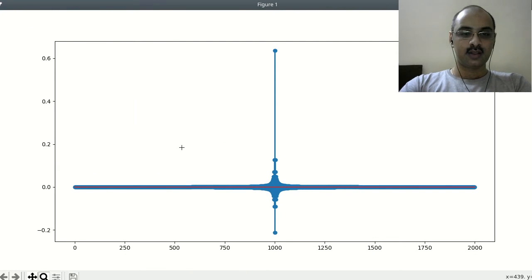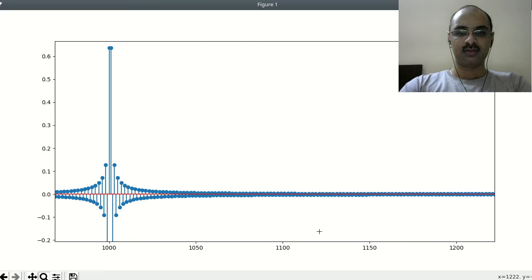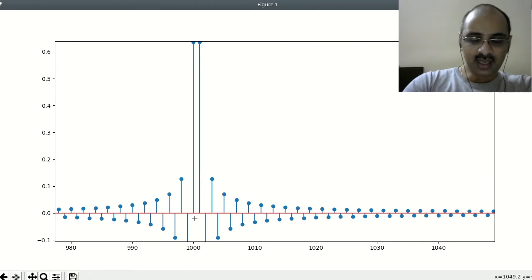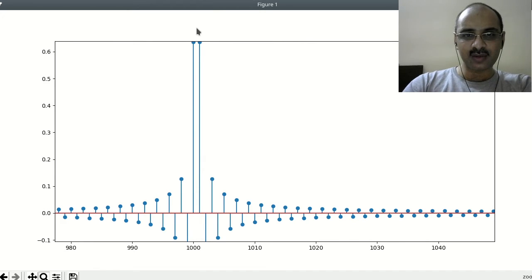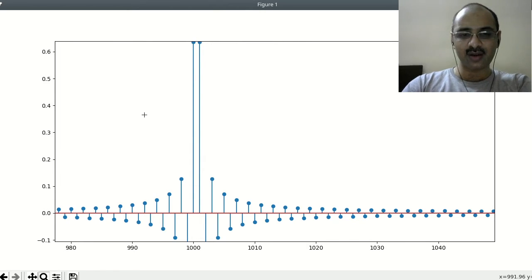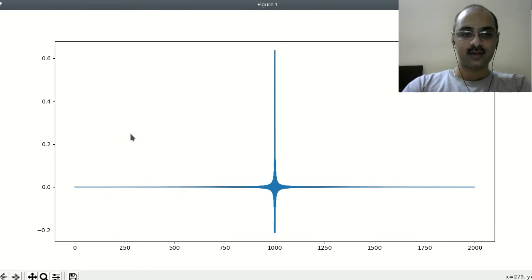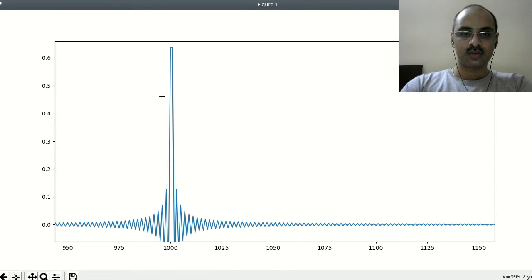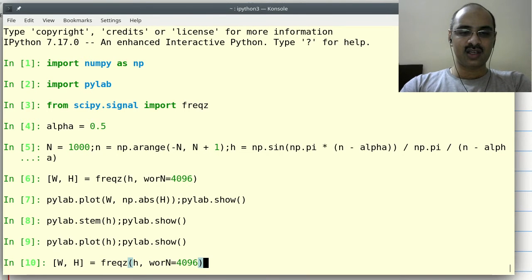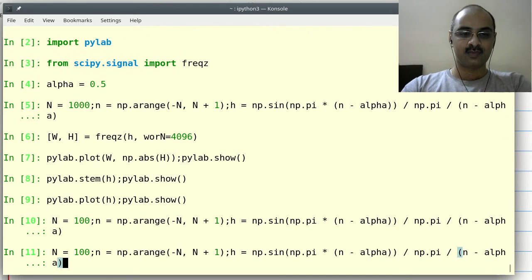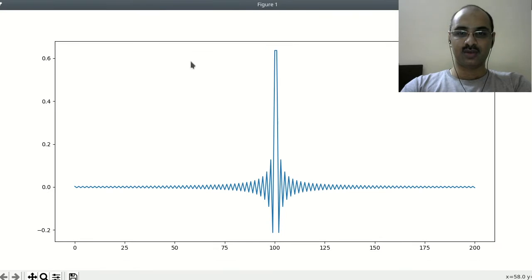Again, this looks like a sinc. It looks like a sinc, but notice there is some bit of symmetry over here. There are two little dots over here, and things like that. Let's actually, instead of stem, use plot and see what we get. Okay, so let's look over here. It looks like a sinc. Let's take just 100 points. Yeah, it looks like a sinc.